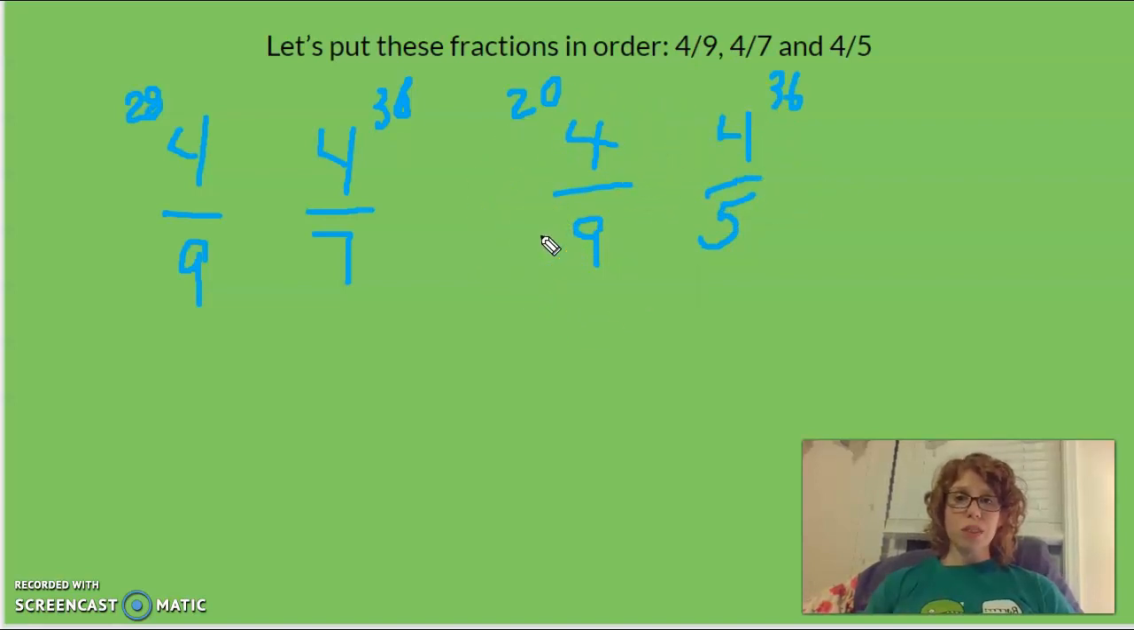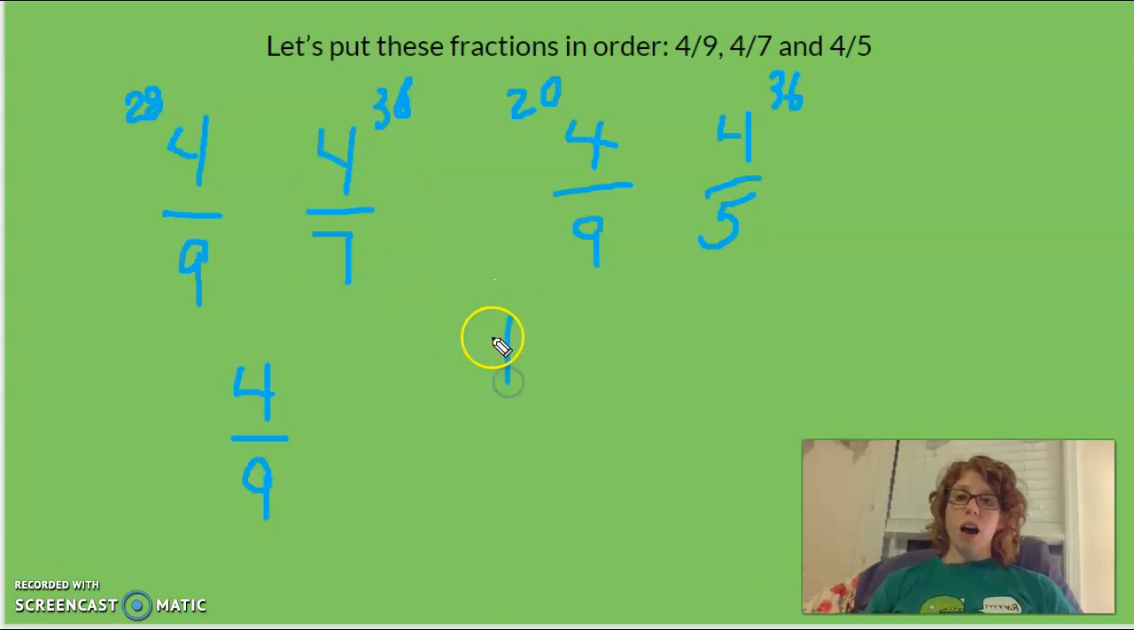So if I was going to put these fractions in order, let's look at them and see. Out of these, 4/9 is smaller than 4/7. 4/9 is smaller than 4/5. So it looks like 4/9 comes first. Correct? Now I have to decide which comes next. 4/7 or 4/5.